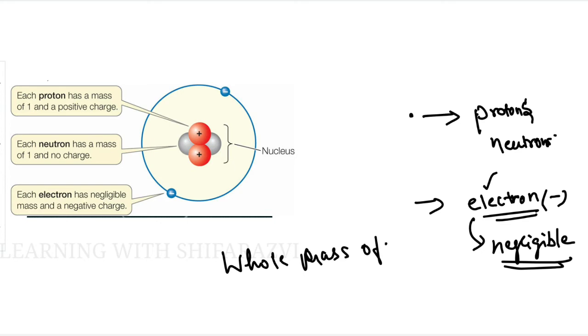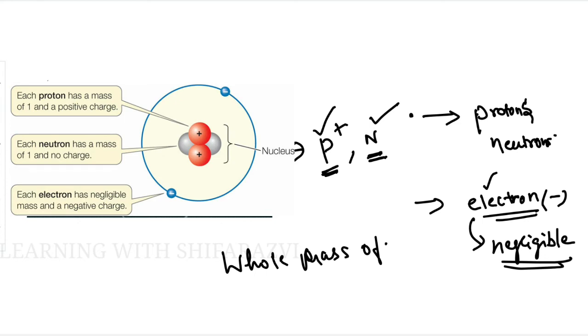So the center has what? The center has the protons and the neutrons. Proton, that is positively charged, and a neutron. So when I say I have to calculate the mass of an atom, the mass is concentrated only at the center. So we take into account only the number of protons and neutrons for the calculation of atomic mass.